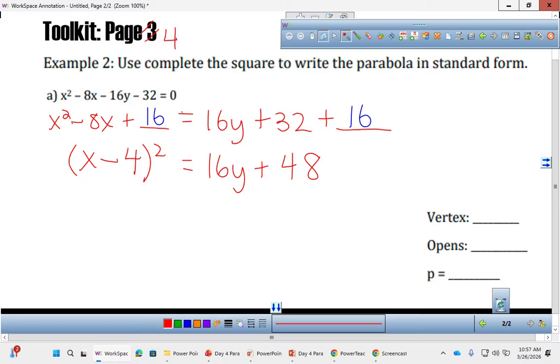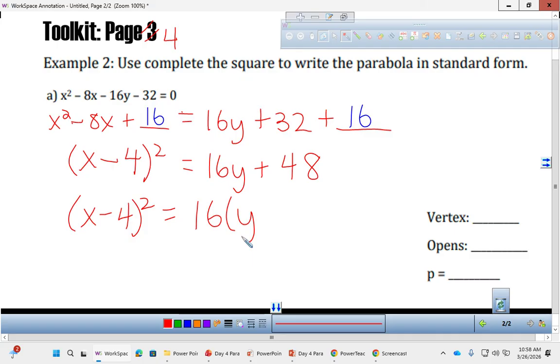So remember, to make it look like a parabola, you need that 4p term, and that's in front of a set of parentheses. So I am going to GCF this second side. I'm going to divide out the common factor between 16 and 48. Typically your GCF is whatever number is in front of the y, mostly all the time. So my GCF here is 16, and I'm going to divide a 16 out of each of these things.